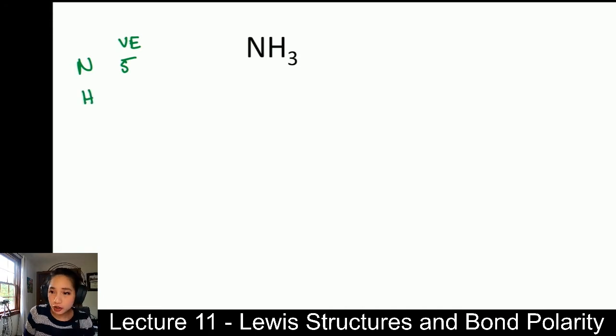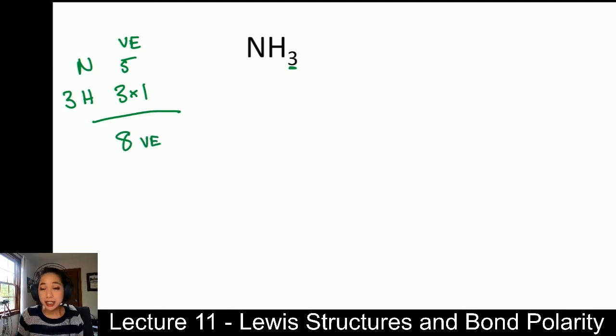And then there's hydrogen. Well, there's 3 hydrogens, all right, because of the subscript 3 there. Hydrogen, it's in group 1A. It has 1 valence electron, but there's 3 of them. The other way, 3 times 1. So all of the atoms, I'm counting up their valence electrons. So nitrogen and 3 hydrogens, there's a total of 8 valence electrons. So I have to draw 8 electrons in the structure.